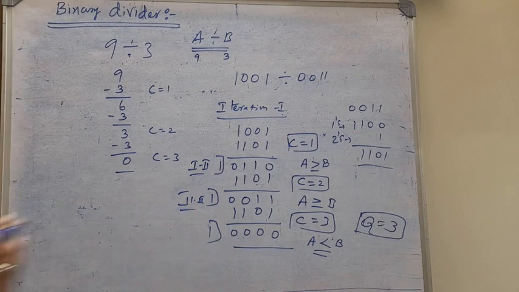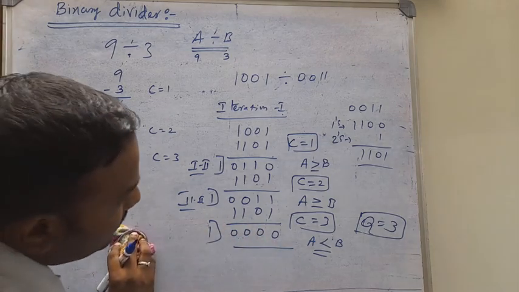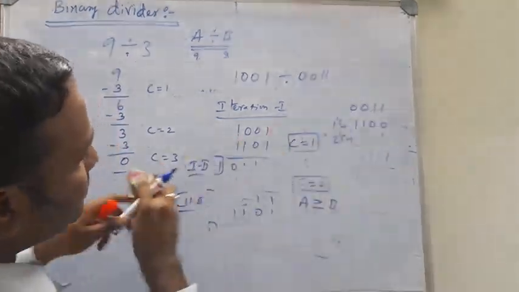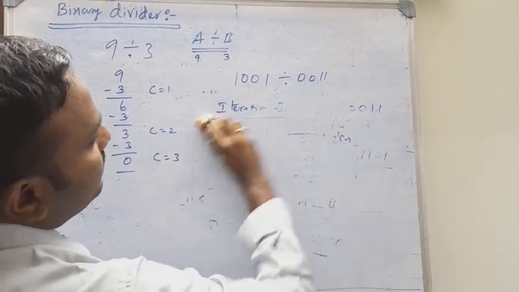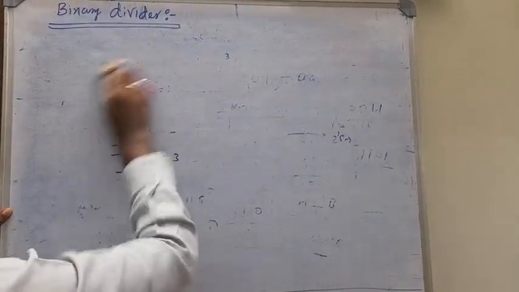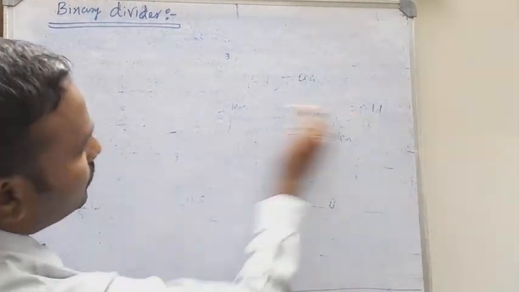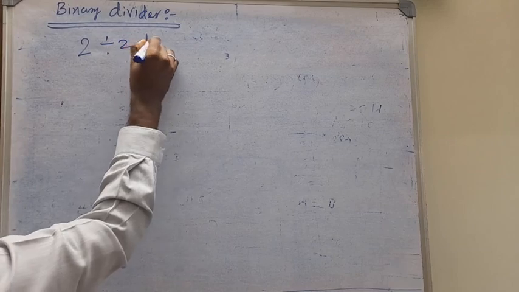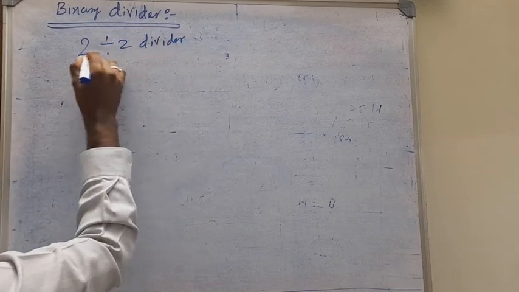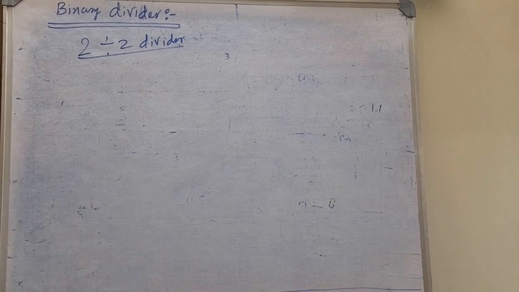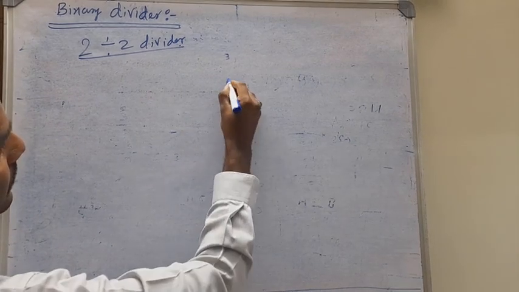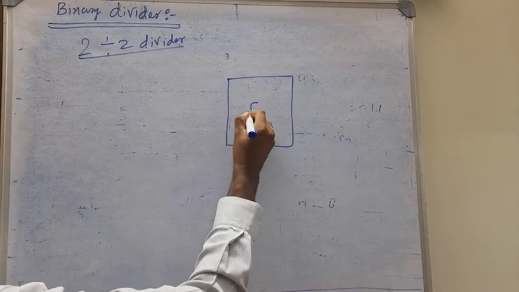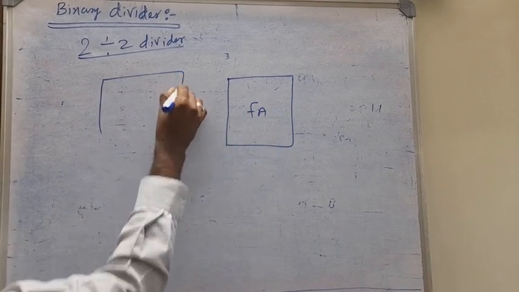By using this concept, I am going to design a 2x2 division. A 2x2 divider, a 2-bit divider. So here I am going to use the same subtraction concept. So for 2-bit, you have to use 2 full adders.